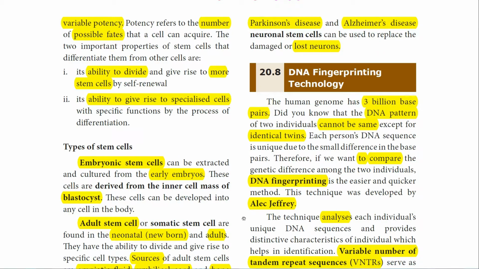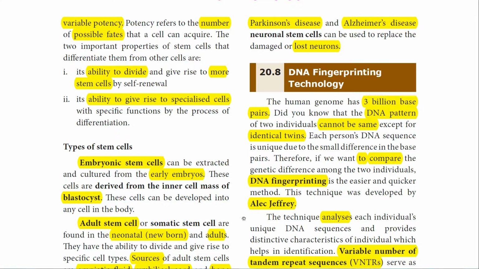What is special about the stem cells? They are an undifferentiated and unspecialized mass of cells with variable potency. Variable potency refers to the fact that they can become any type of cells. They have a number of possible fates. They can acquire any special structure to perform any specific function.